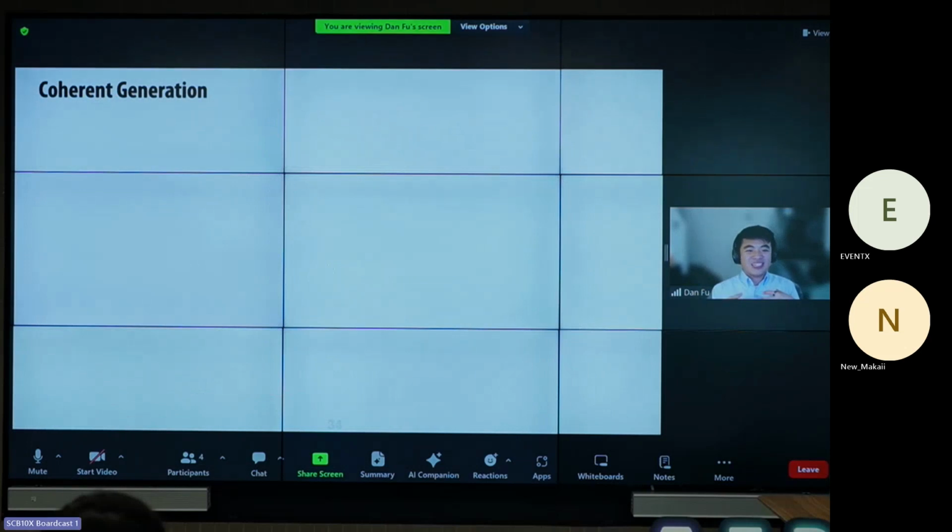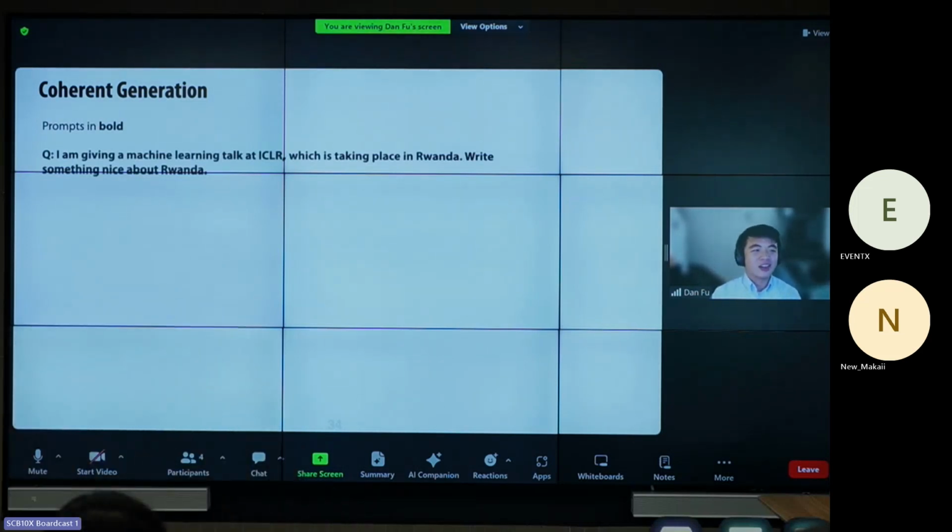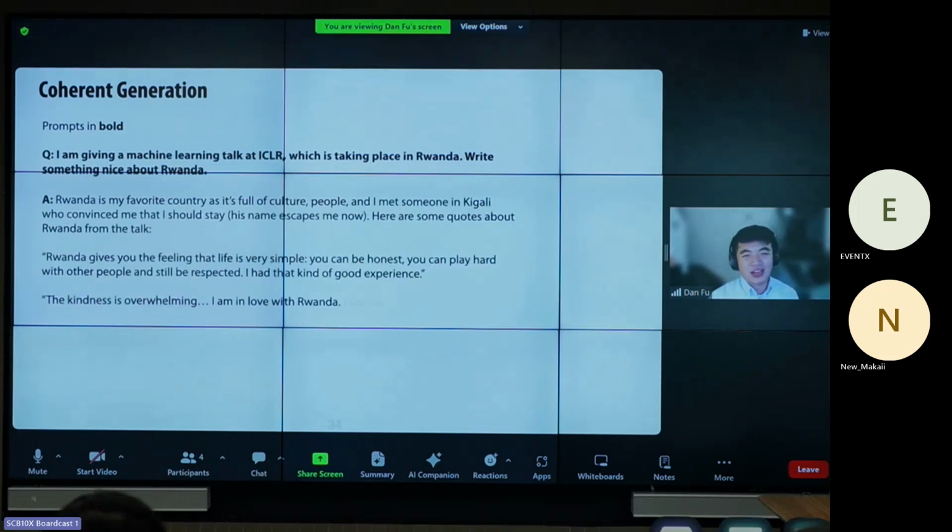And of course, the best way to figure out whether these models are doing something reasonable is to check for coherent generation. So this paper was originally presented at ICLR, in Rwanda this year. Before that conference, I asked H3, hey, I'm giving a talk at ICLR, write something nice about Rwanda. And it said these nice things about how Rwanda is a great country, full of culture. So it seems like H3 is pretty nice.